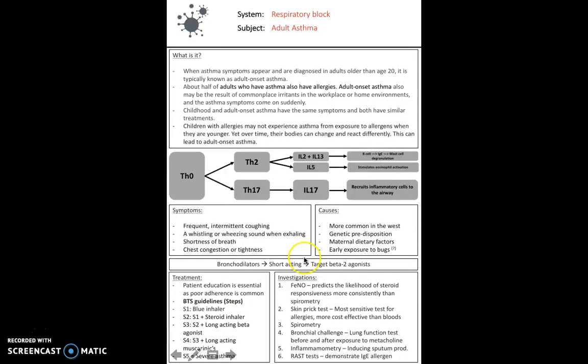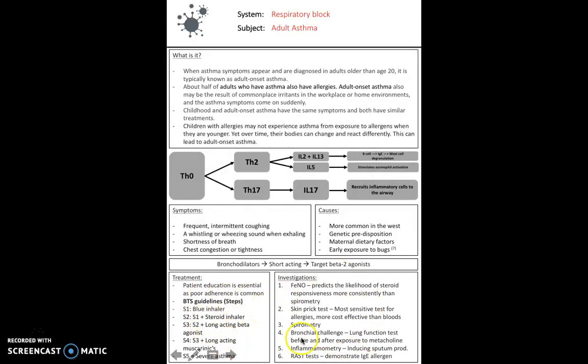So looking at adult asthma, again not too dissimilar, so you've got the same pathophysiology along here, you've got the same symptoms, and the causes, so causes in adults we're thinking about how it's more common in the West. There may have been a genetic predisposition from when they were younger, and also maybe there's a link to whether they've had early exposure to bugs. In terms of this slide, there's not too much dissimilar to what we've already discussed, so treatment is focused around bronchodilators and possibly anti-inflammatory medication.